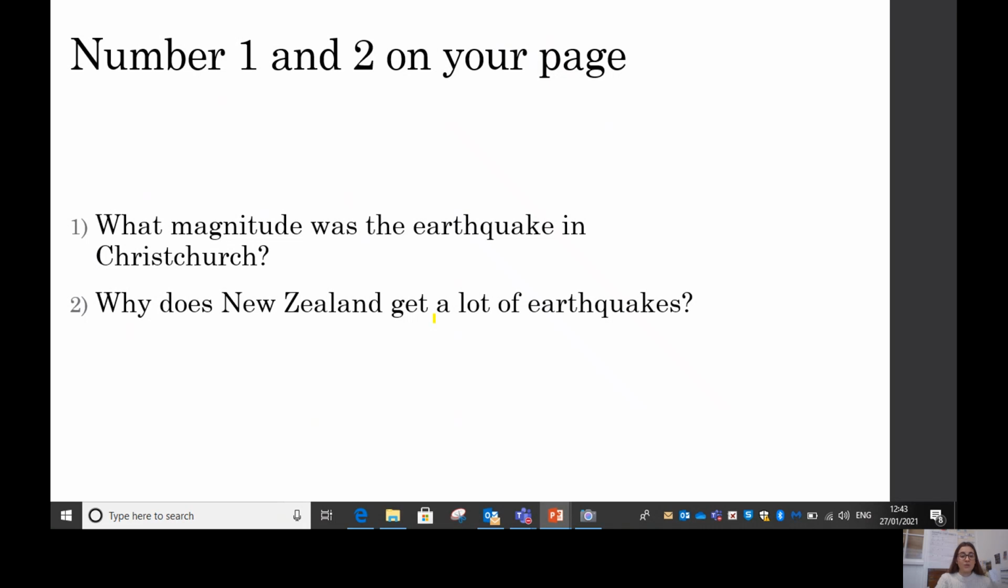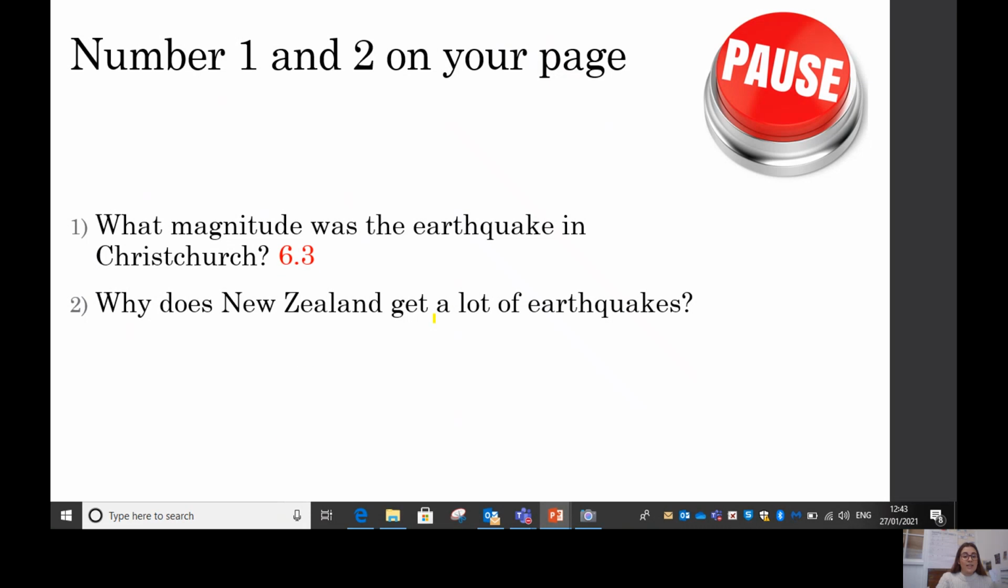Okay, welcome back. So from our key information on the case study, we learned that the magnitude of the earthquake in Christchurch was 6.3 on the Richter scale, which we will learn about next lesson. But for now, you just need to know that the earthquake in Christchurch was 6.3.